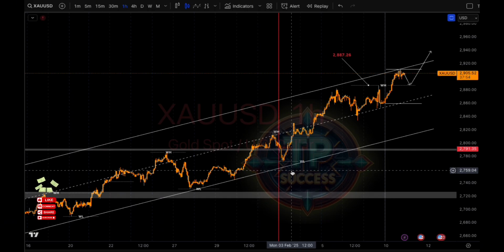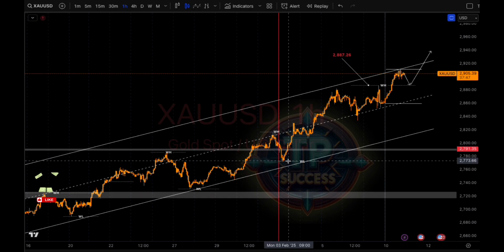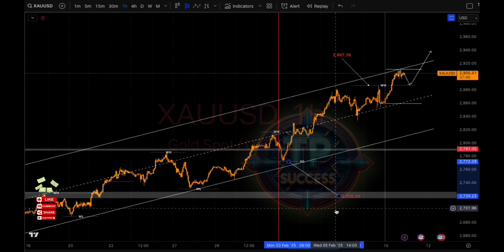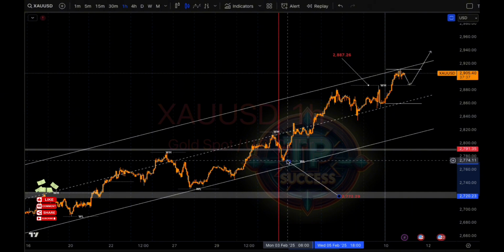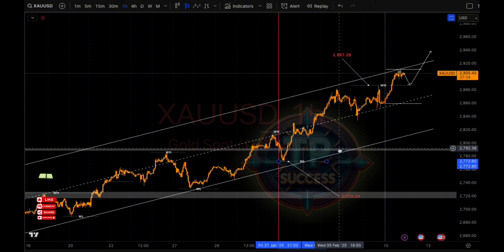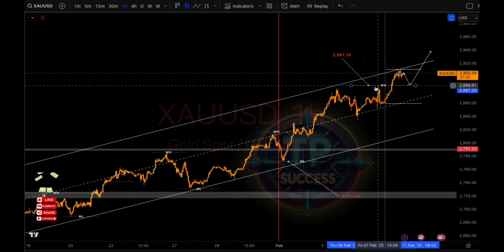First things first, I've put in the weekly high level, which was set for us on Friday, and the weekly low level, which was set for us on Monday last week. The weekly low was set at 2772.29. That's this level right here. And then we have the weekly high, which was set on a Friday. That is this level right here.